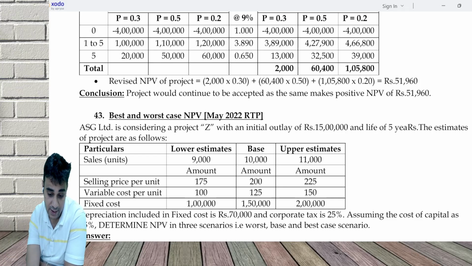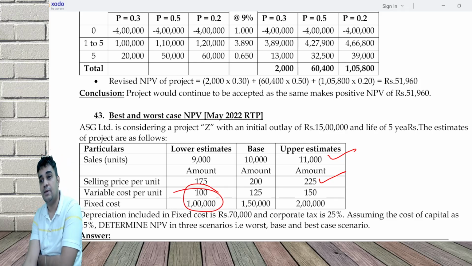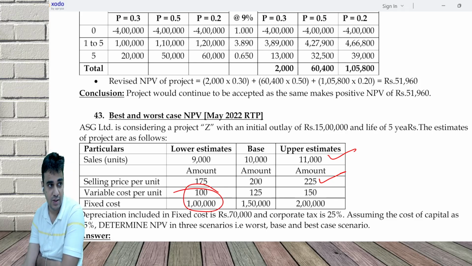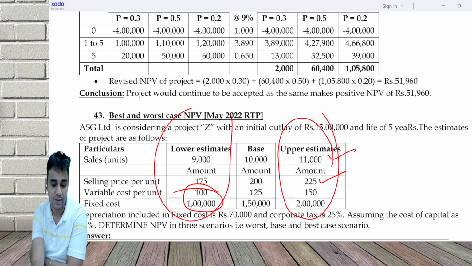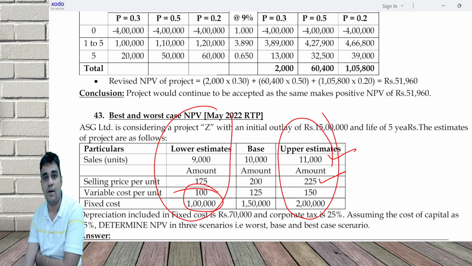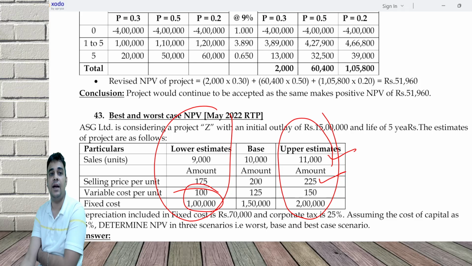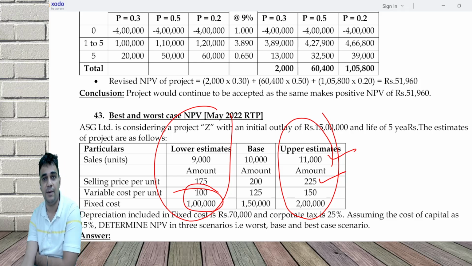Best case is this, and this. Best case is lowest cost and highest revenue. Students in exam just directly took this as the best case, this is the worst case. If the variable cost is higher, that does not mean that's the best case. That's why I wanted you to do it. I wanted you to do it only for this purpose.